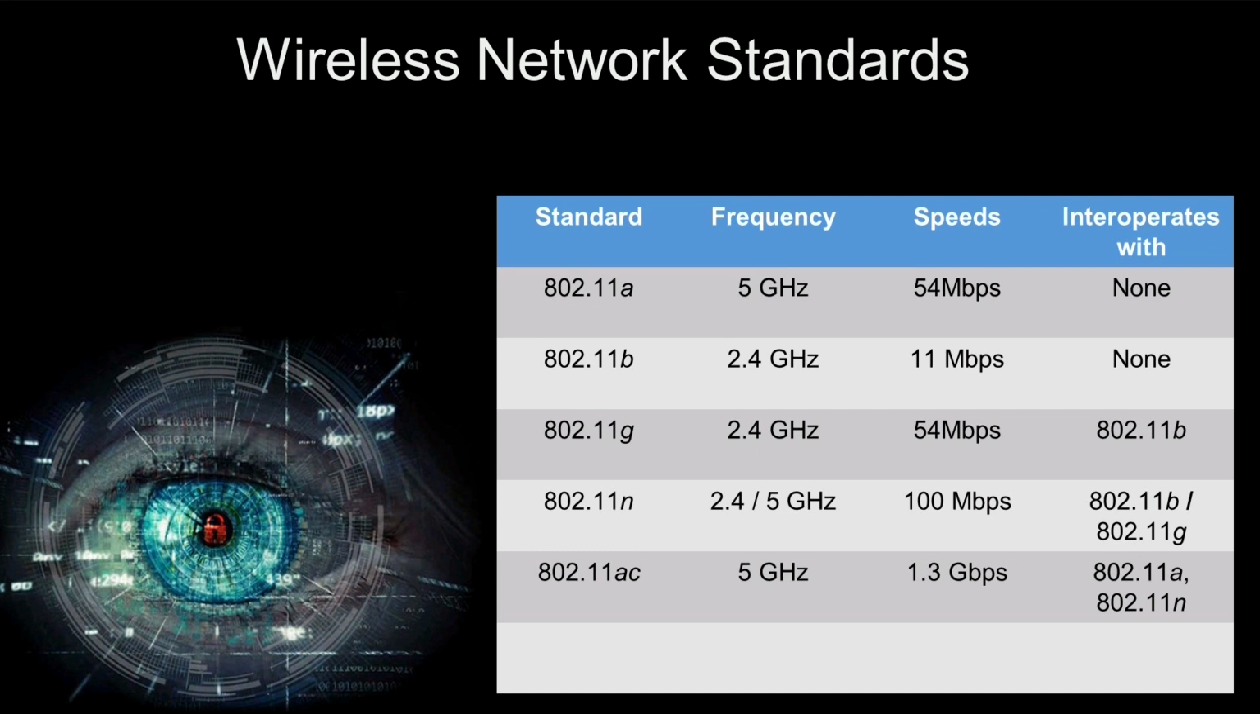For industrial use, another standard is 802.11ac, and again it operates on a 5 gigahertz frequency and offers a maximum speed of up to 1.3 Gbps. Because it operates on 5 gigahertz, it is not compatible with 802.11g, because 802.11g operates on 2.4 gigahertz, a different frequency. So it is interoperable with the versions which offer services on a 5 gigahertz frequency, that means 802.11a as well as 802.11n. So these are the wireless standards.